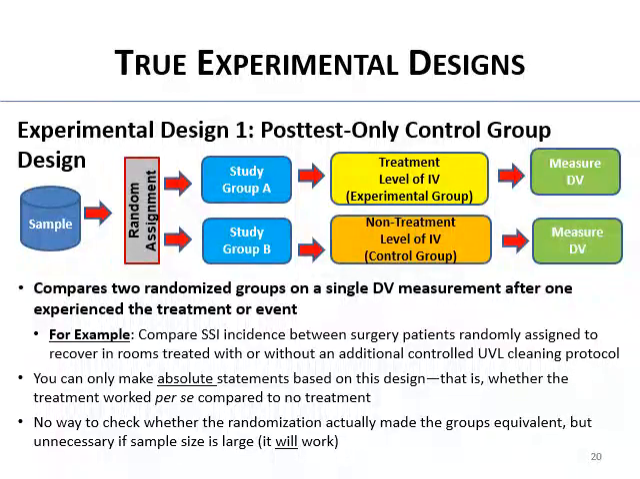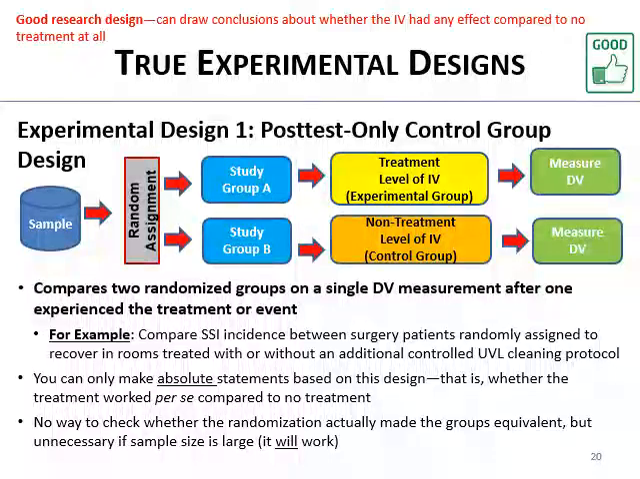However, there's no way to check whether the randomization actually made the groups equivalent from the get-go. You're randomly assigning, you're assuming that works. And if your sample size is large enough, it will actually. You don't have to have a pre-measure here to say, look, my groups were equal and then they changed, if you have big enough samples and you're using random assignment. This is considered a good design. You can draw conclusions about whether the IV had any effect compared to no treatment at all. So this is one of the standards.